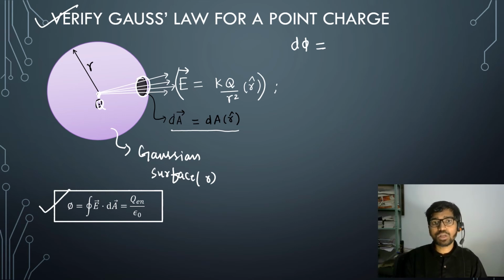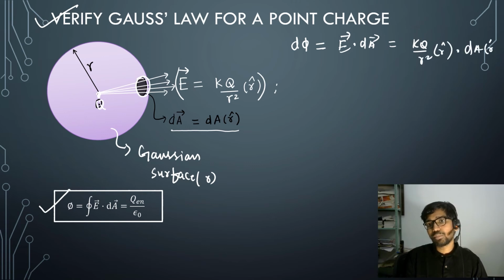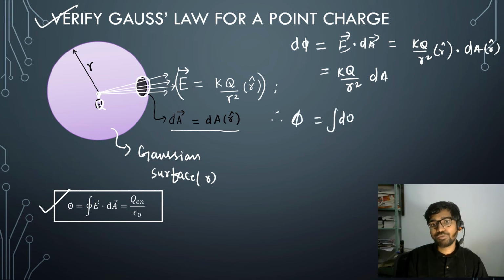Therefore, d phi will come out to be E dot dA, which is equal to kq by r square r cap dot dA r cap. The dot product of r cap and r cap will become 1. We will be left with kq by r square dA. Therefore, net flux will be equal to integration of d phi over a closed surface, the Gaussian closed surface, and its value will be equal to kq by r square integration of dA.